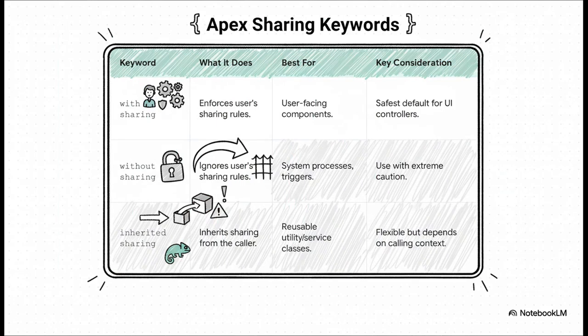So, let's put it all together in one place. With sharing, that's your safe default for anything a user is going to see. Without sharing, that's your heavy-duty tool for back-end system logic, but you've got to use it with care. And inherited sharing, that's the flexible chameleon choice for reusable code that needs to play in both worlds. See? Each one has a clear purpose.